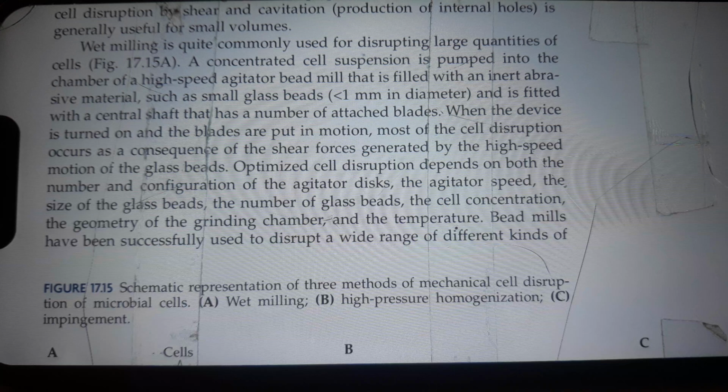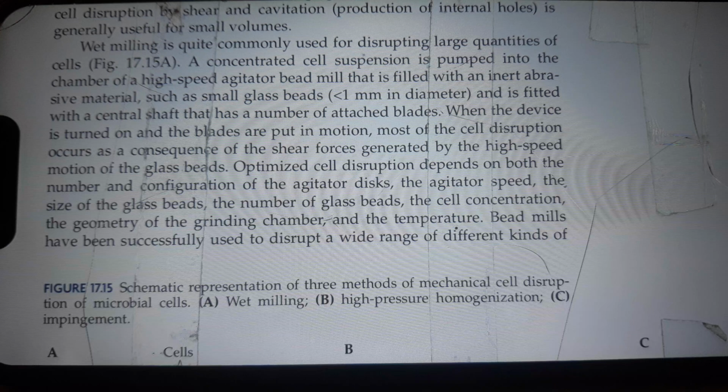Such as small glass beads less than 1 millimeter in diameter, and is fitted with a central shaft that has a number of attached blades. When the device is turned on and the blades are put in motion, most of the cell disruption occurs as a consequence of the shear forces generated by the high-speed motion of the glass beads.